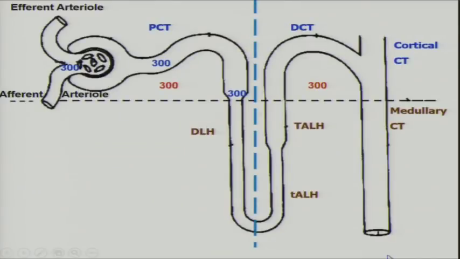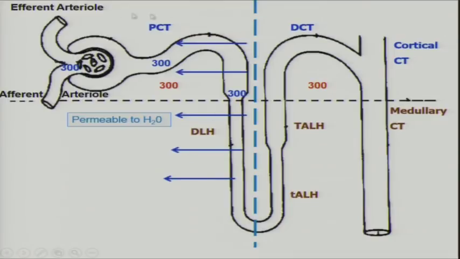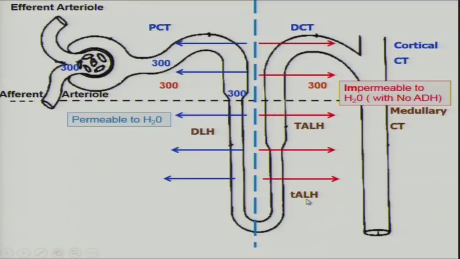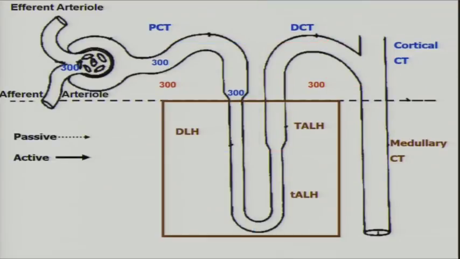Moving then down to the loop of Henle. One of the things to remember here is I've divided the nephron in half, somewhat arbitrarily. We're going to say the proximal half is freely permeable to water, and the proximal half is the glomerulus, the proximal tubule, and the descending limb. And the distal half is impermeable to water, parenthetically in the absence of ADH.